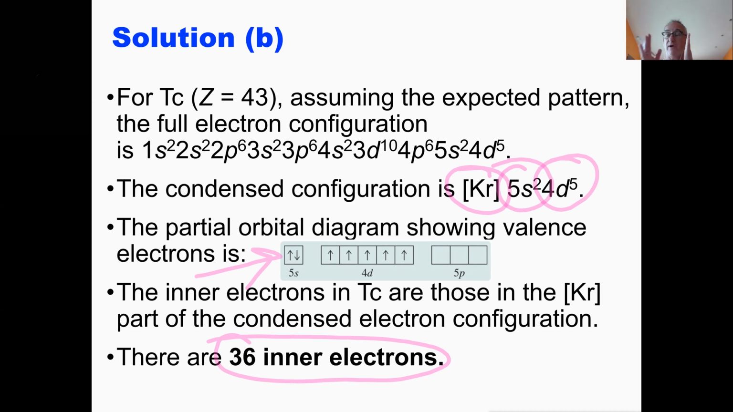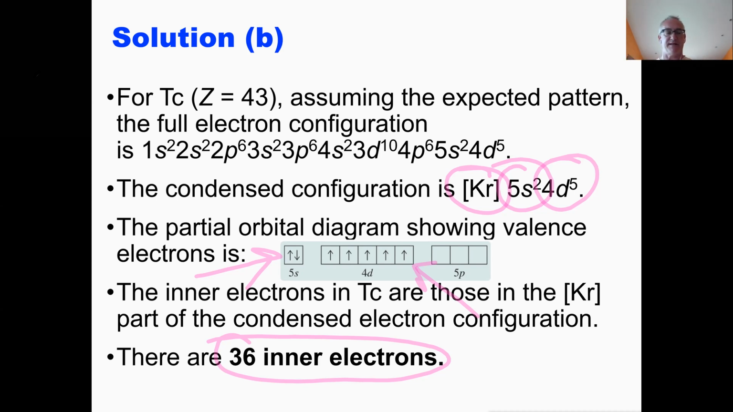And then remember, when we're adding electrons to any subshell, we fill the orbitals one at a time. So we go 1, 2, 3, 4, 5. So this is a fairly stable electron configuration. It is a full 5s, and it has a half-filled D. Nuclear configuration, not very stable. It's very radioactive. But as far as the electrons go, fairly stable.